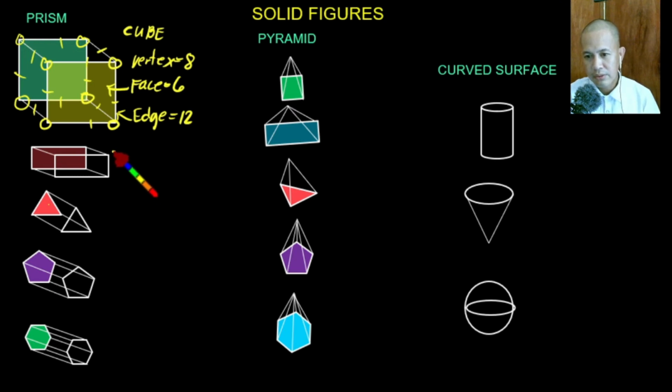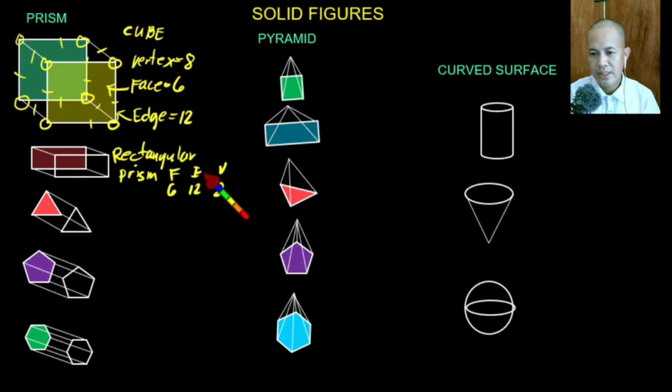The next figure is called rectangular prism. So, okay, a rectangular prism has 6 faces and also has 12 edges, and we have 8 vertices. The same with our cube. We have 6 faces, 12 edges, and 8 vertices. Okay, the next figure is called triangular prism.